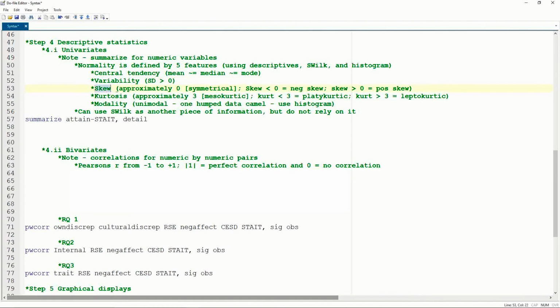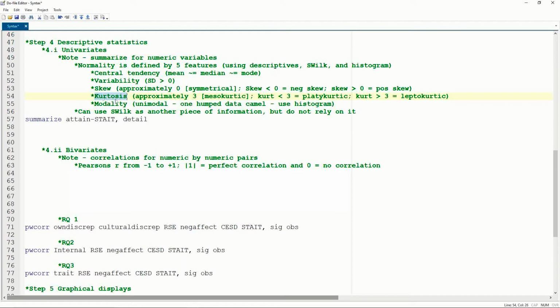For skew, we want our skew statistic to be approximately 0, so that means it would be a symmetrical distribution. If our skew statistic is less than 0, it means that we have a negative skew. And if our skew is greater than 0, then we have a positive skew. But again, symmetrical distributions will be around 0, so a little bit either side is not a big problem. And remember, with skew, there are no formal cutoffs. So it's not like, all right, it's at 0.51, it's now a positive skew. It's not like that. This gives you an indication of which direction the skew is going, and then you're going to use your histogram to confirm it.